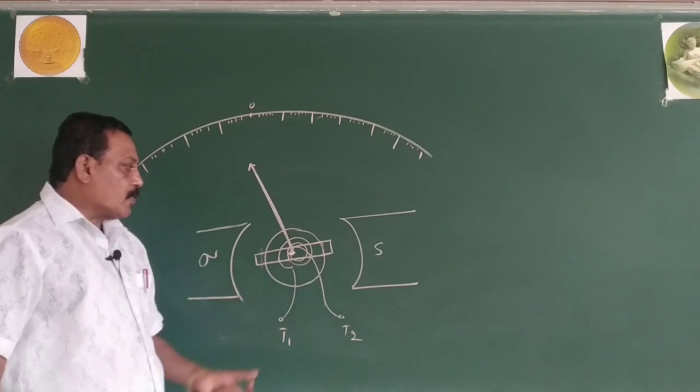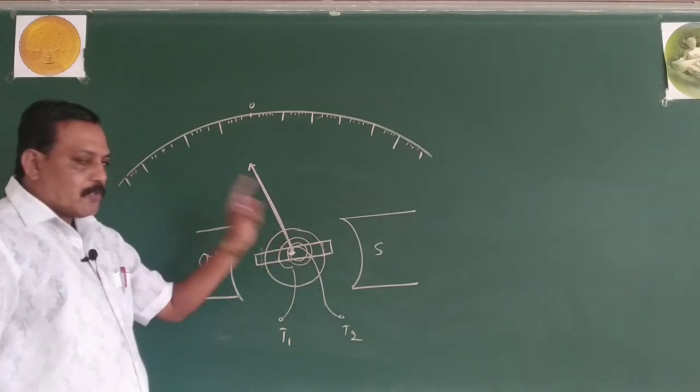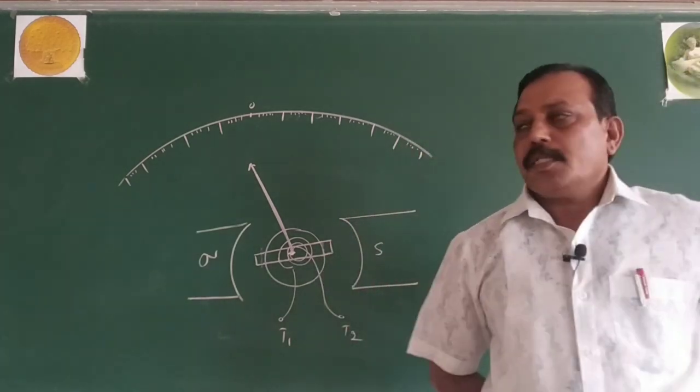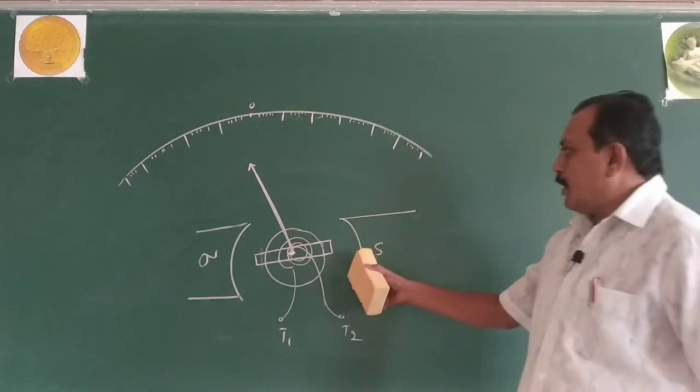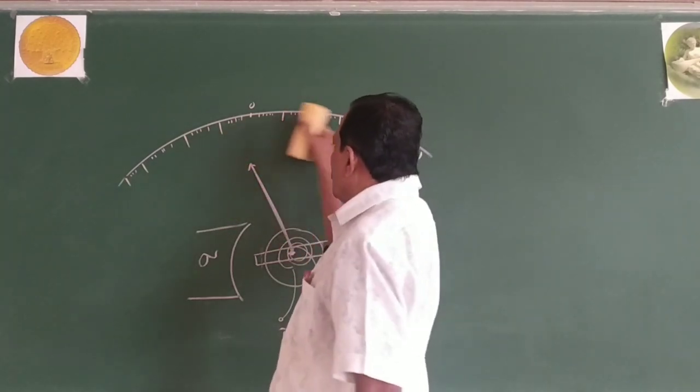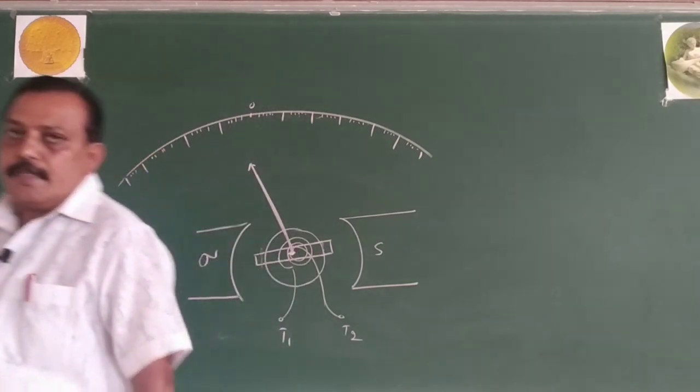When the current is passed through a coil, the vertical sides of the coil experience forces which are equal in magnitude but opposite in direction. Hence, a torque is created that makes the coil rotate. So the pointer moves on the scale so that we can see the deflections.